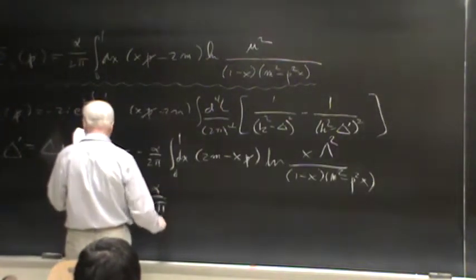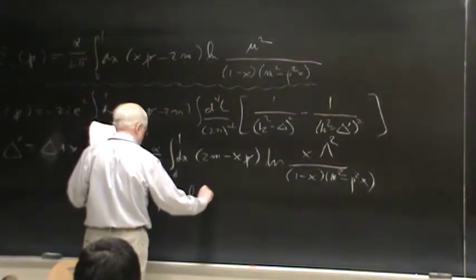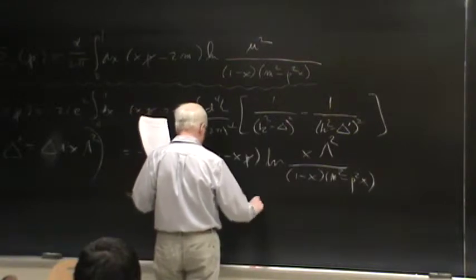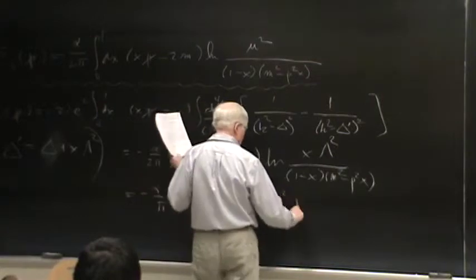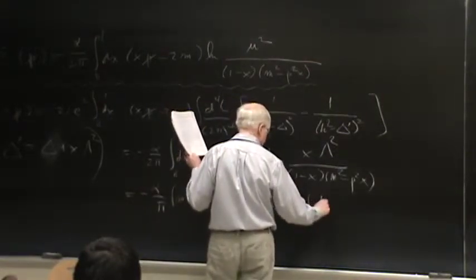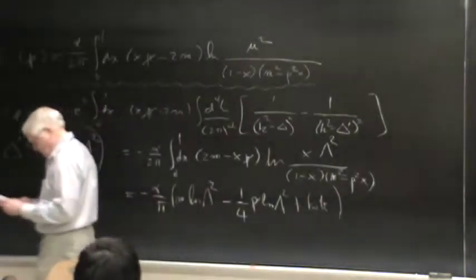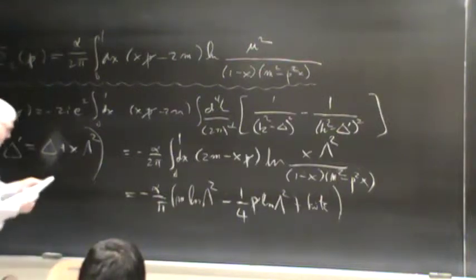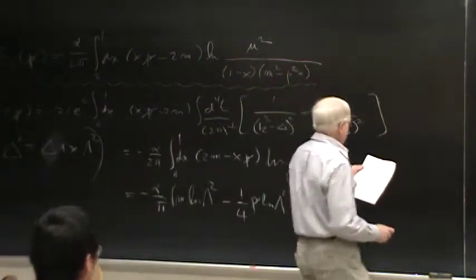Schwartz writes this as minus alpha over pi, m log lambda squared minus a quarter p-slash log lambda squared, plus finite. Of course, the finite is the part you're interested in, but anyway. All right, so this is Schwartz's approach with Pauli-Villars. He also does it for dimensional regularization.